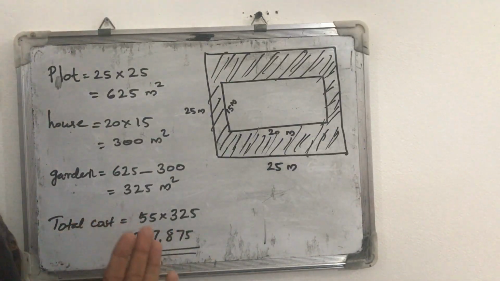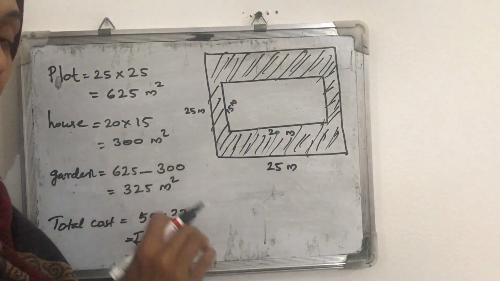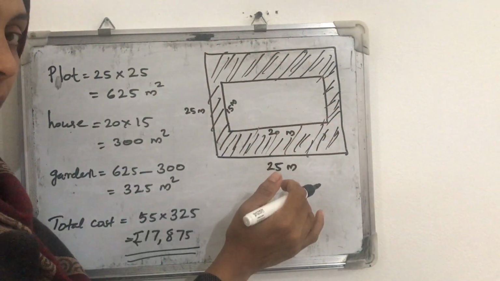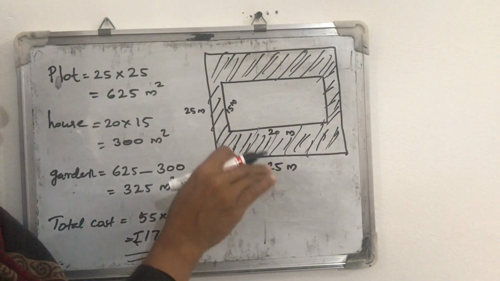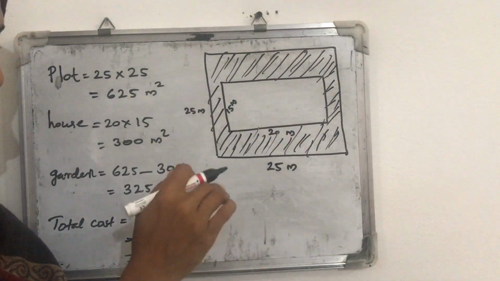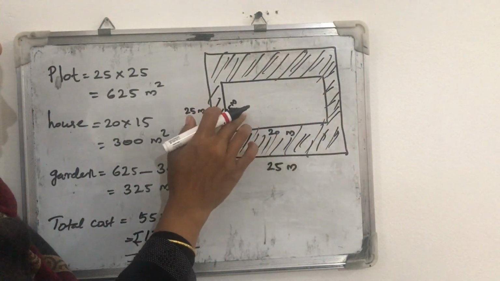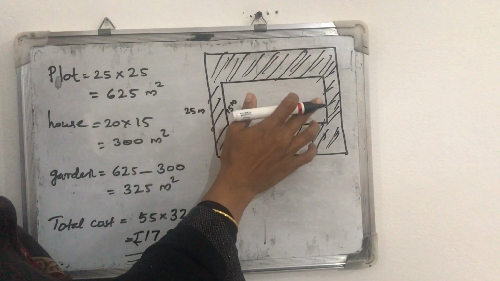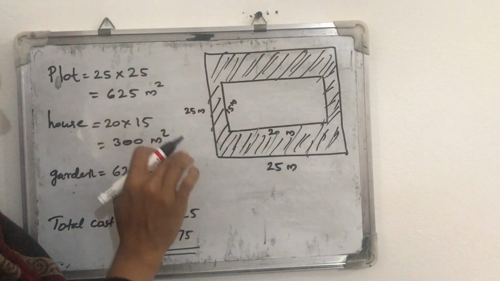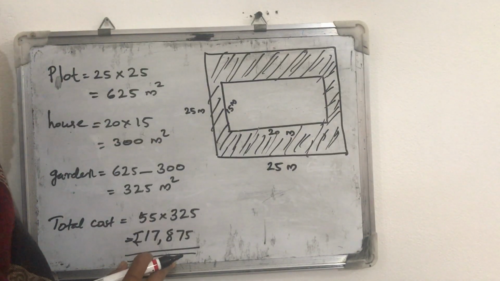So all of you understood the method, how to do it. Here we want to find out the cost of developing the total garden. For that, first we want to know the total area of that garden. That we can find out by subtracting the area of the house from the area of the plot. Then we multiply that area with 55, and we will get the total cost.